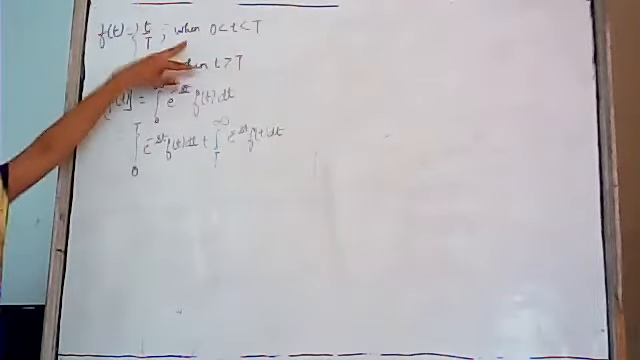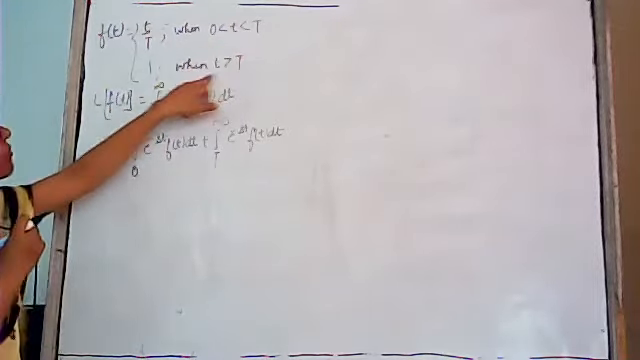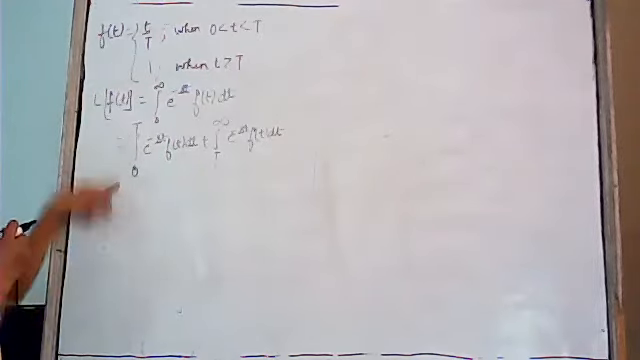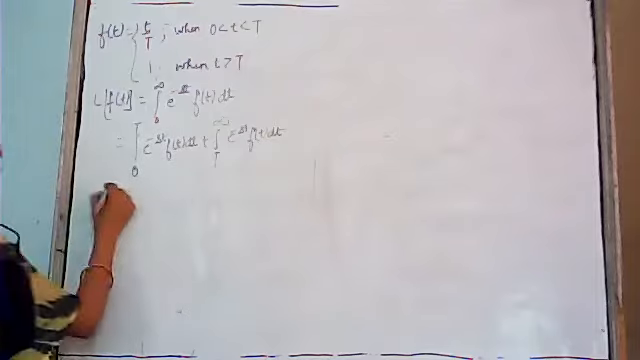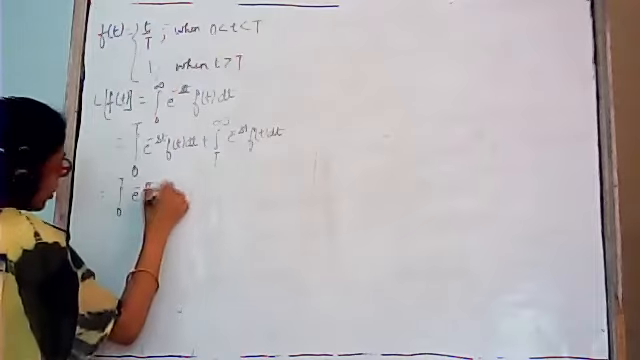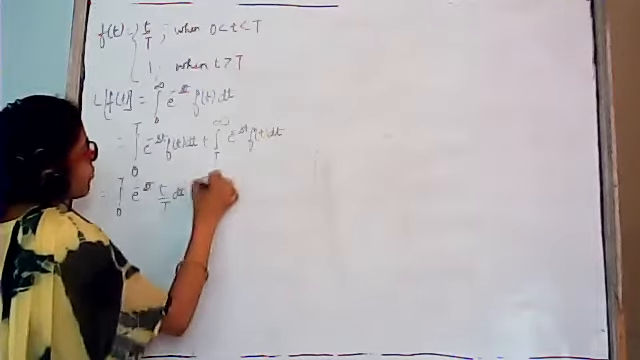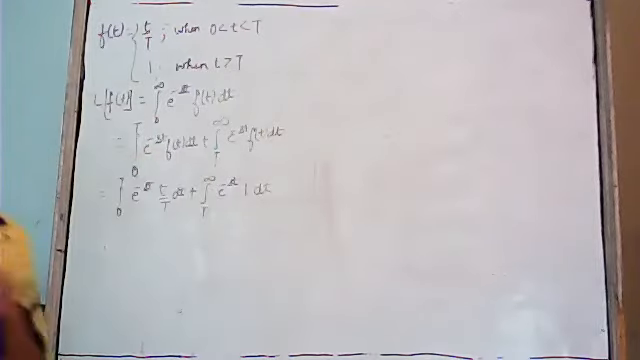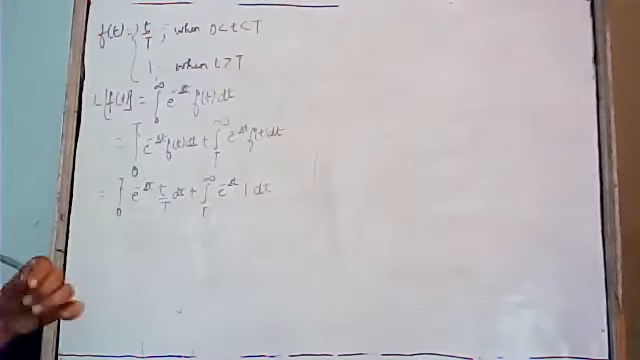As we have two types of values in this function, one under the limit 0 to T and the other for t greater than T, we break this interval into two parts. One integration is under the limits from 0 to T and the other is from T to infinity. Now, in the interval 0 to T, we have the value of the function as small t upon capital T dt, plus in the interval T to infinity, we have the value of the function as 1 dt. Now you can solve it, integrate it, and find the value.